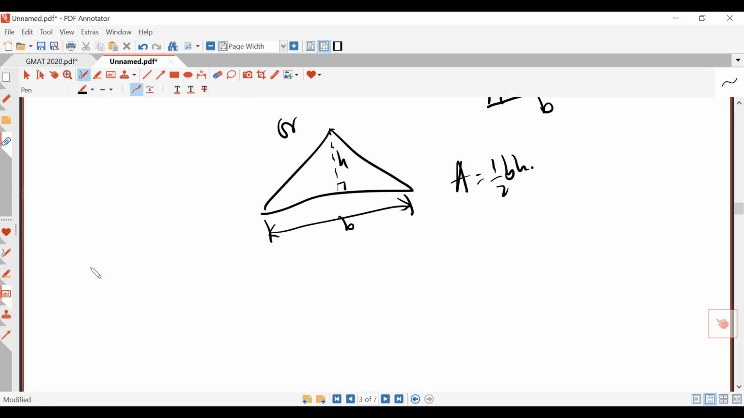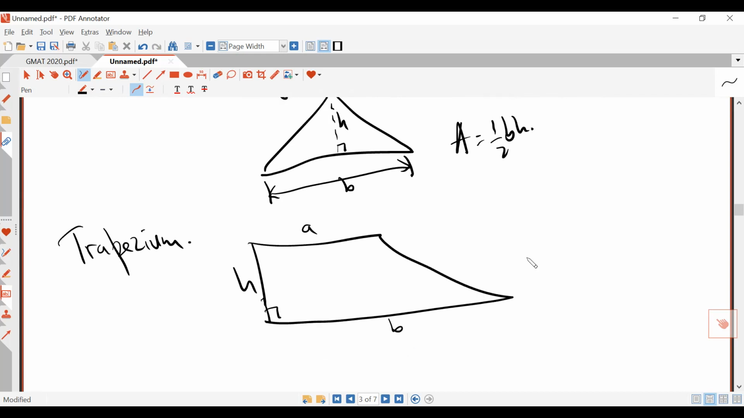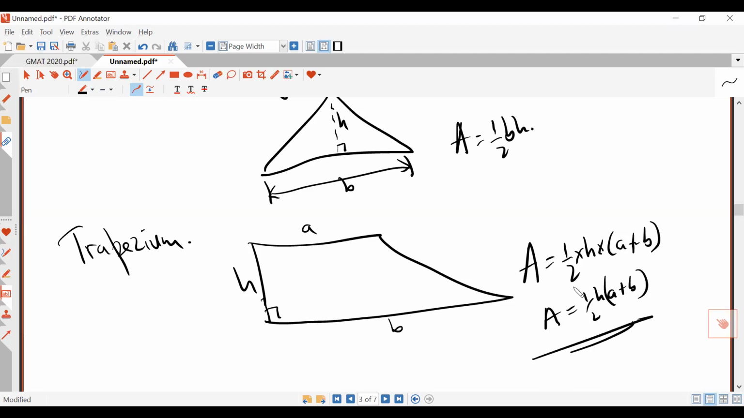And then for a trapezium, it is still somehow connected to this. A trapezium looks like this. This is the side H, this is the side A, this is the side B. So the area is equal to a half times H times A plus B. That is for a trapezium.